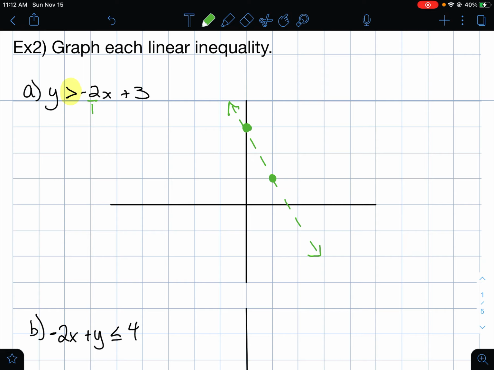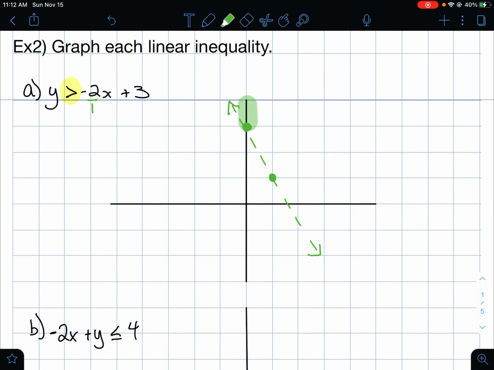1, I can read the inequality. It says y is greater than the line. That's basically what that's saying. Y is greater than negative 2x plus 3. So y values that are greater than the line are going to be going upward. So when I'm going upward, that means this side of the line. Again, that's because I'm talking about y values are greater than the line, and greater values go up. So I would shade the right side of the line or the upper side of the line.